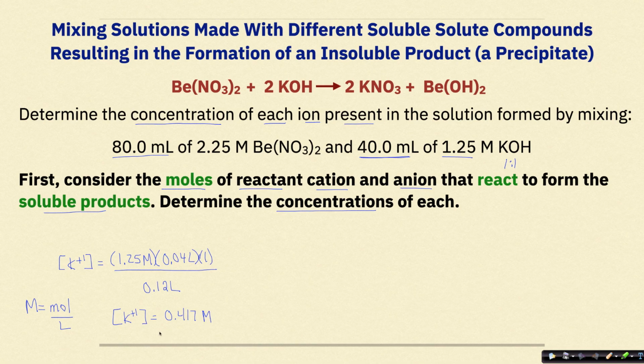And really, I'm done with the concentration of potassium now. I've figured it out. It's totally soluble. This is the concentration of potassium ions in my final solution. Let's now go look at the nitrate ions.